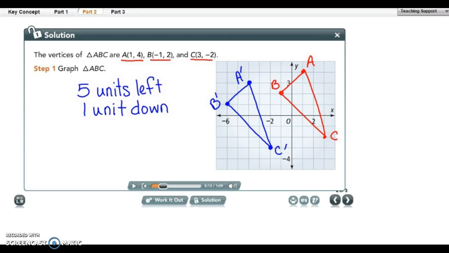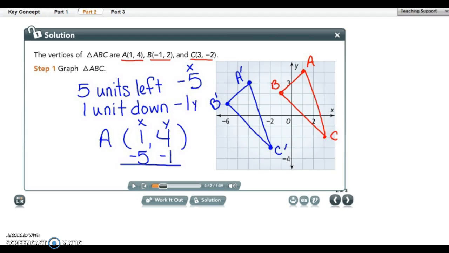Okay, let's take a quick look. Sometimes on your homework, they're not going to give you the grid, so you're going to have to be able to do this without it. So let's look at A. We have 1, 4. This is your X, this is your Y. When we say 5 units to the left, that's a -5, and that's an X. So I'm going to go ahead and put a -5 here. And it says 1 unit down, so that's -1, and that's a Y. So I'm going to put -1 under my Y.